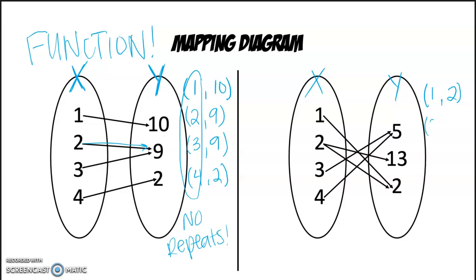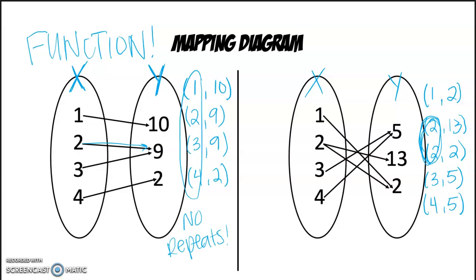So x value of 2 first goes to 13. X value of 2 also goes to 2. 3 goes to 5. And 4 also goes to 5. All right, so I see repeating x values right here. Remember, I don't care about my y values. I only care about my x values.